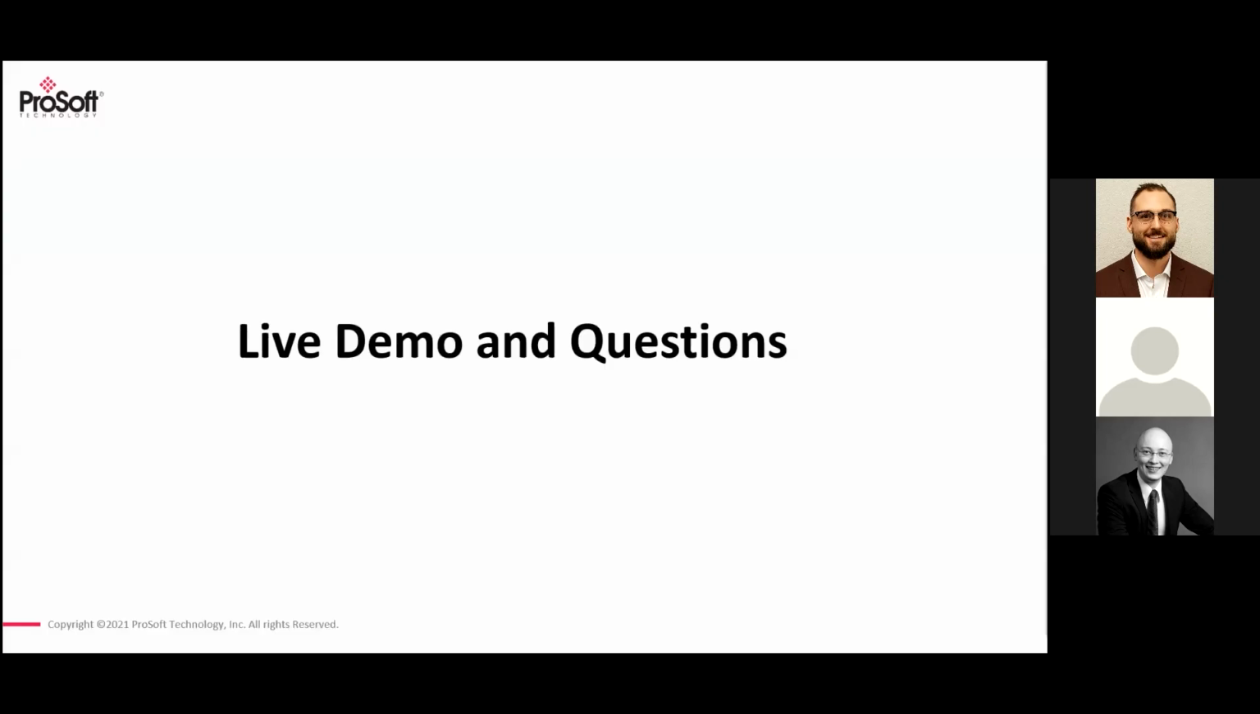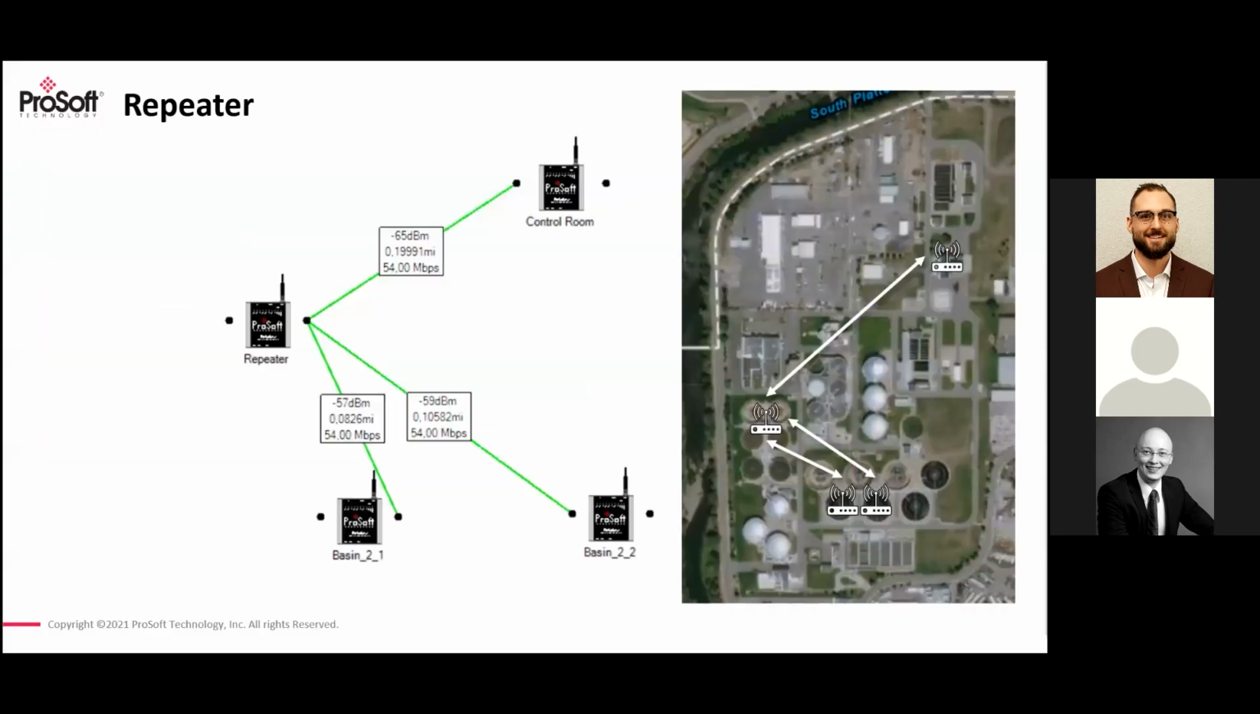And maybe to answer that, these are the bandwidth estimations. Here we have a bandwidth estimation of 54 megabit between basin 2 and the repeater. And we have the same from basin 1 and the repeater, and the same from the control room and the repeater. But you have to think about the whole application.